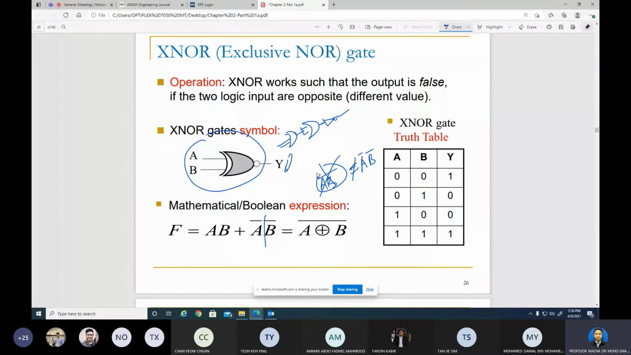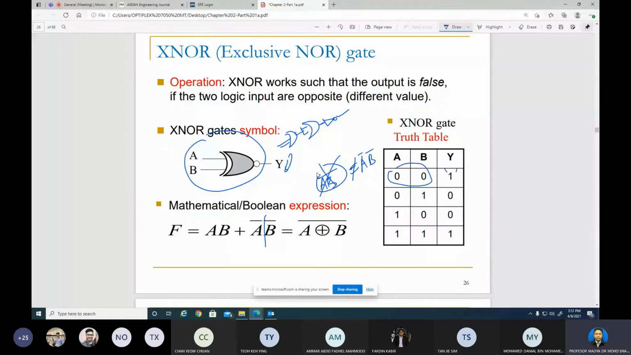And this is the truth table for exclusive NOR. You can see that if we have the same input, then the output will be true. For example, 0 0 is the same, so the output will be 1.